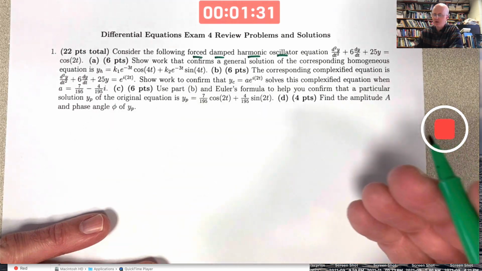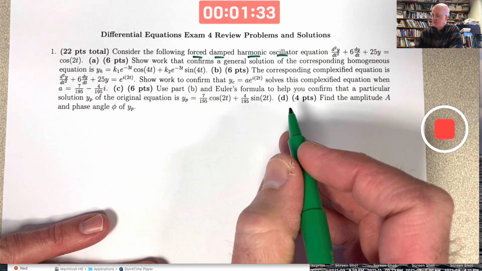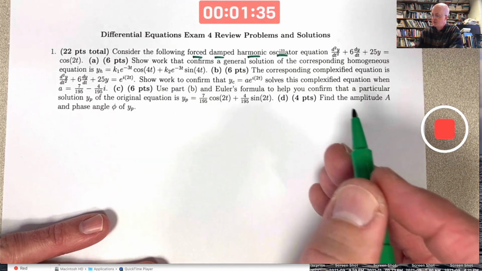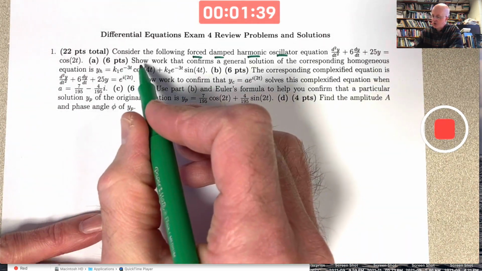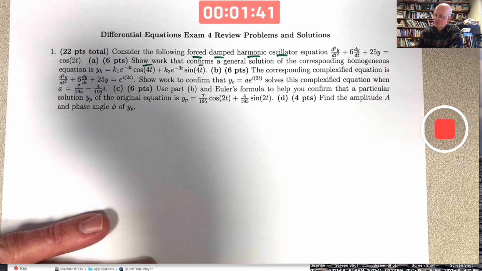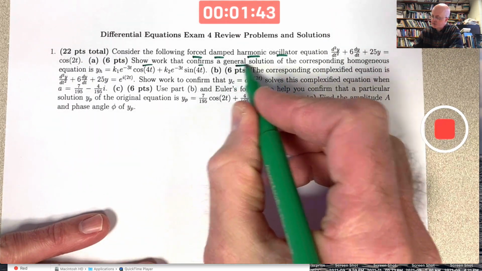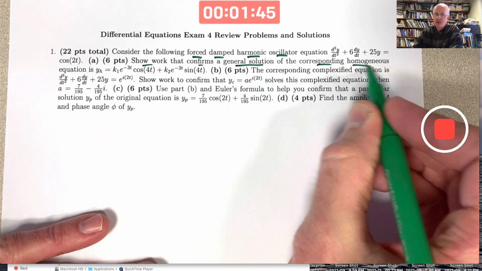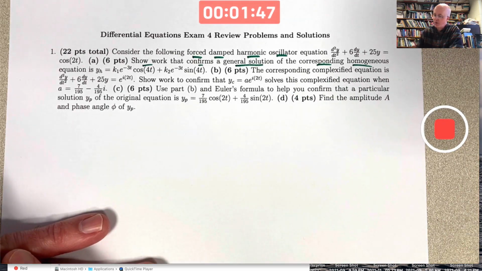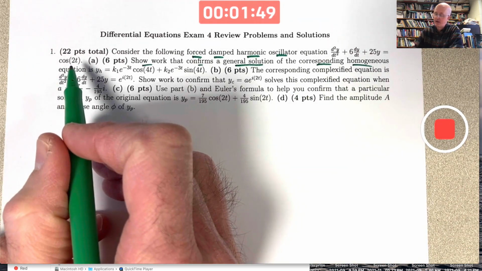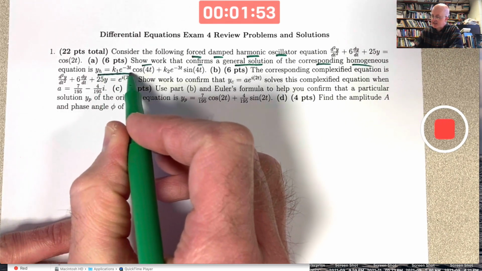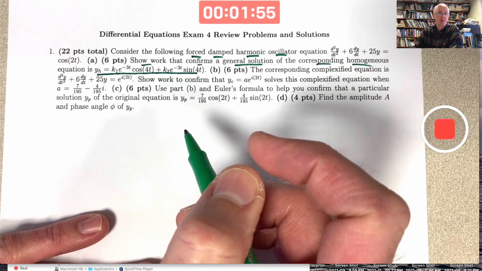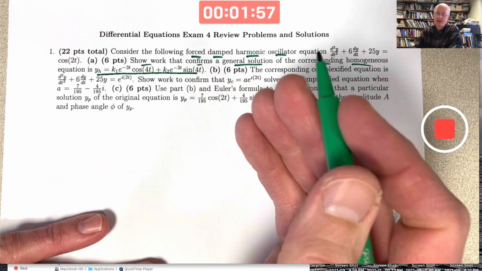It's a lot of work to solve equations like this, so I do some things to help my students along the way and also help me with the grading. Part A says, show work to confirm what the answer should be for what's called the general solution of the corresponding homogeneous unforced equation where the right-hand side has just a 0 instead of a cosine of 2t. Show that that function is the solution right there, the general solution. Okay, so you need to know how to do that.